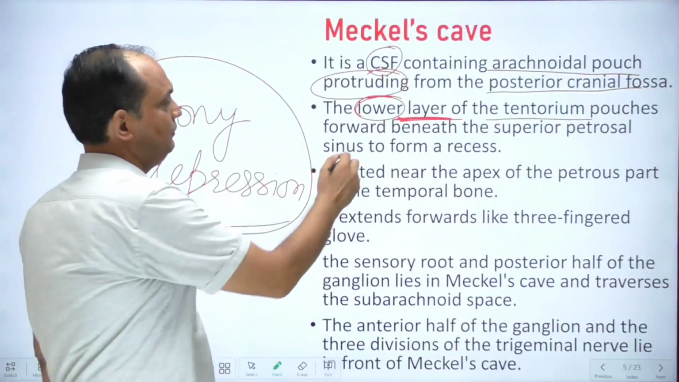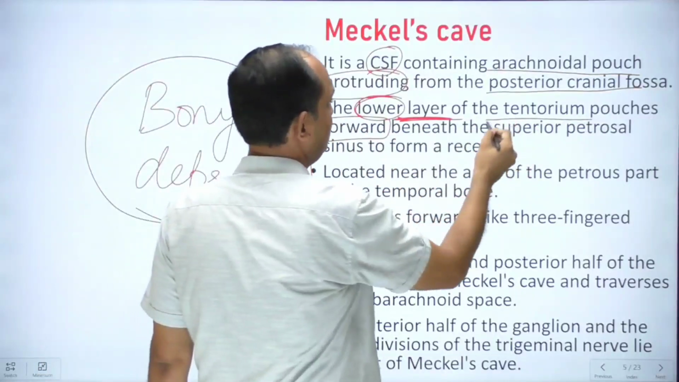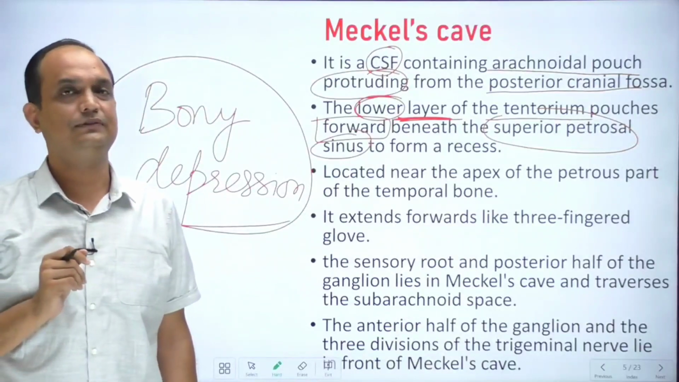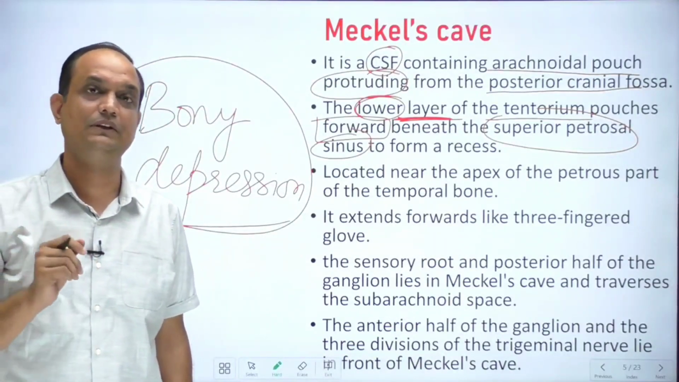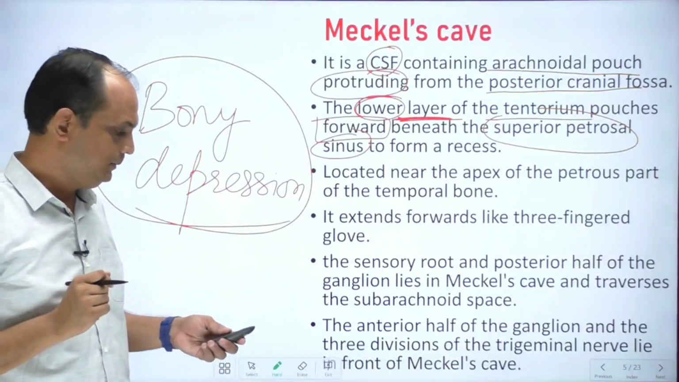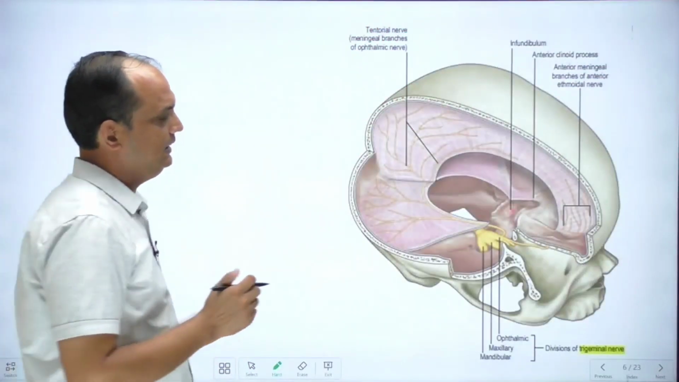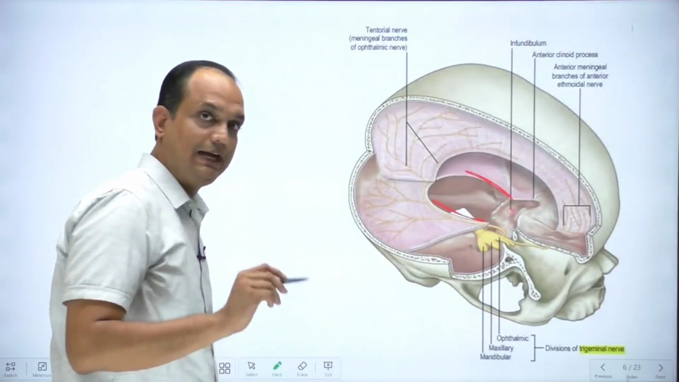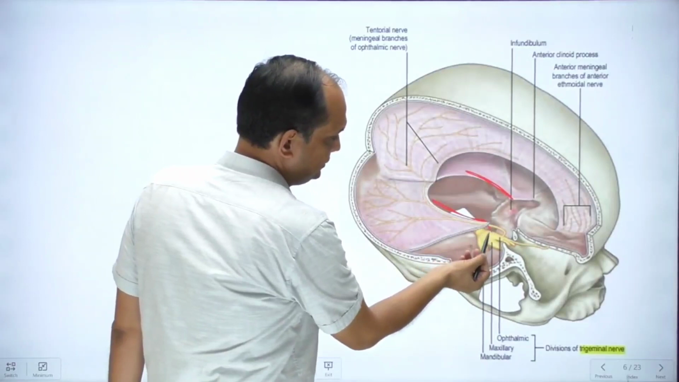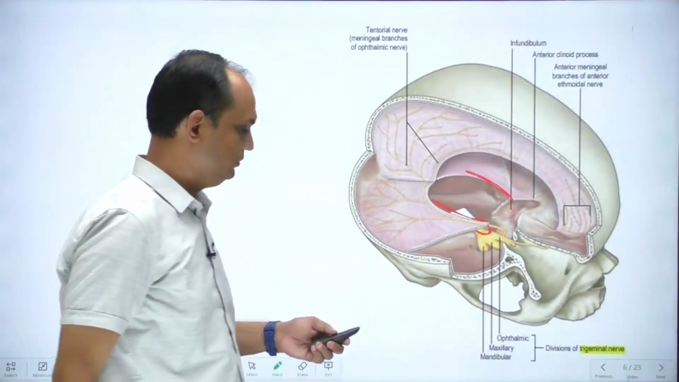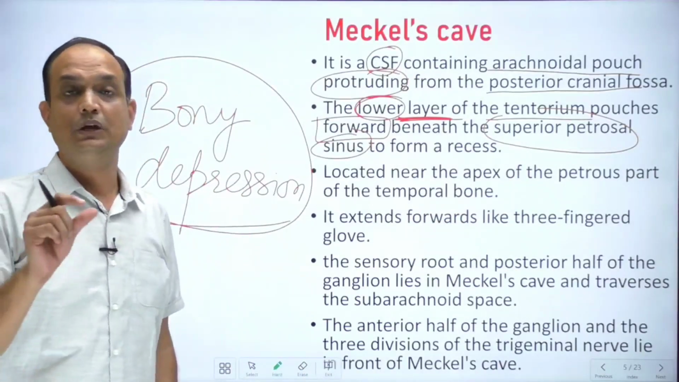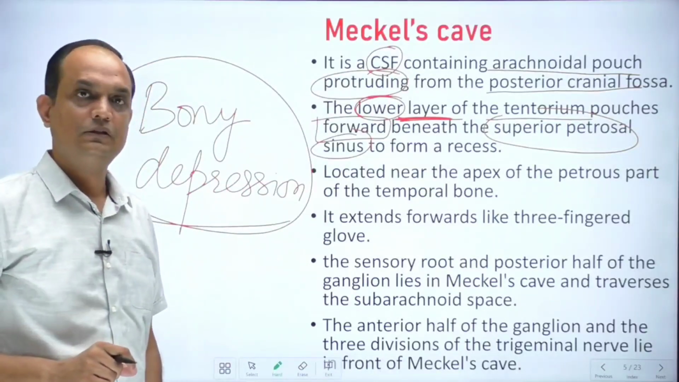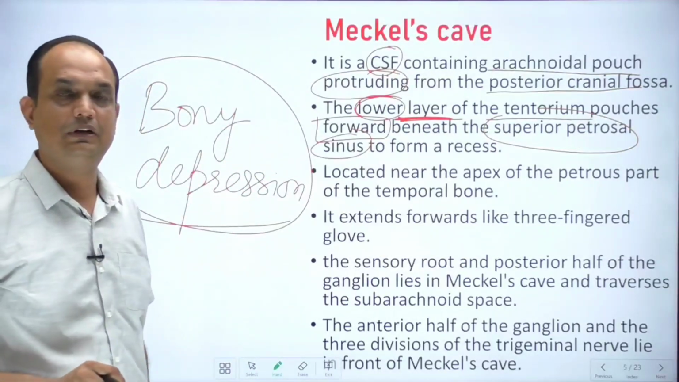And it pouches forward beneath the superior petrosal sinus to form a recess. Clear? So in your class on the dural venous sinuses, we have seen that the superior petrosal sinus attaches along this margin of the tentorium cerebelli. Below that, a pouching occurs, and that pouching forms the dural sac, and that sac contains your trigeminal ganglion. So this is the important thing which you have to understand.